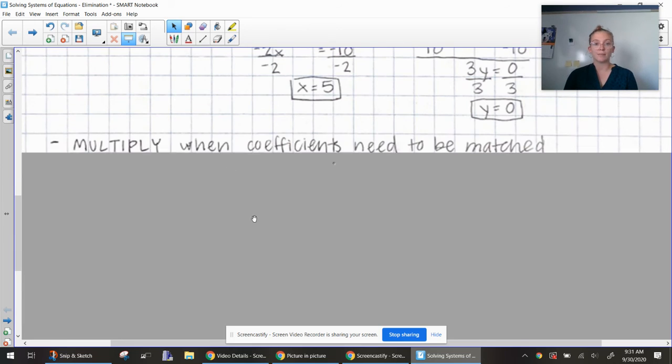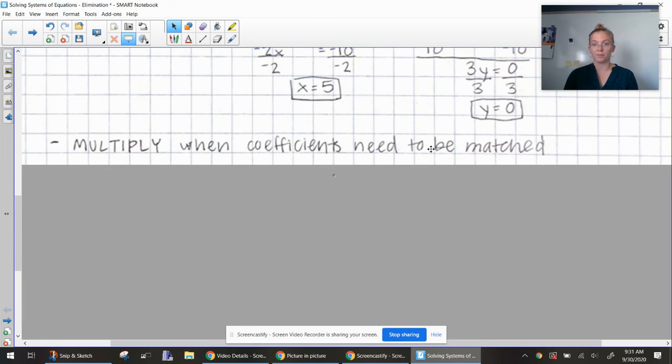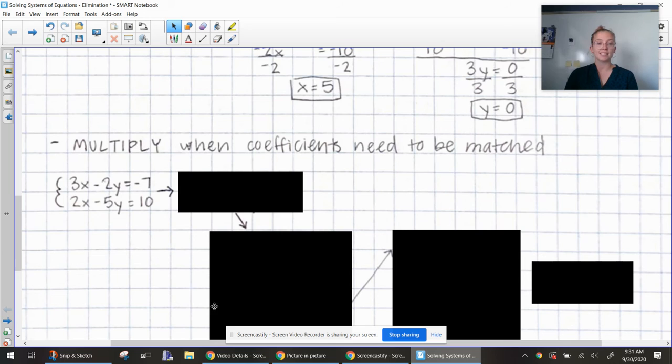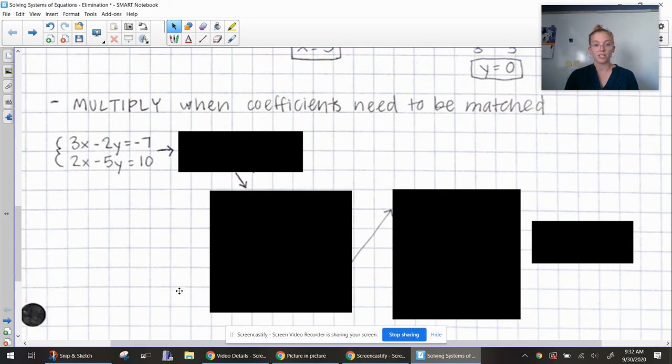For our final example, we are going to multiply. We only multiply when the coefficients need to be matched. So if the coefficients of one variable are not the same, we can multiply and make them the same. In this example, I have 3x minus 2y equals negative 7 and 2x minus 5y equals 10. These do not have any matching coefficients, so I'm going to fix this by multiplying both equations. I'm going to multiply my entire top equation by 2 and my entire bottom equation by 3.